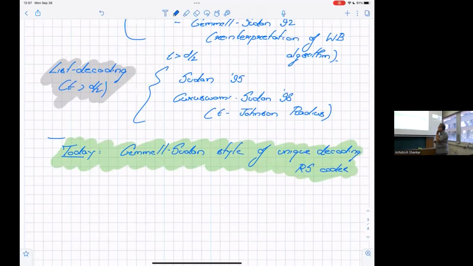Today, Gemmell-Sudan. Actually, Gemmell-Sudan is not only for Welch-Berlekamp, but I will expand it further so that it covers all the unique-decoding algorithms. Okay, so that's the thing we're going to focus on today. So let's take the problem explicitly. What's the question?